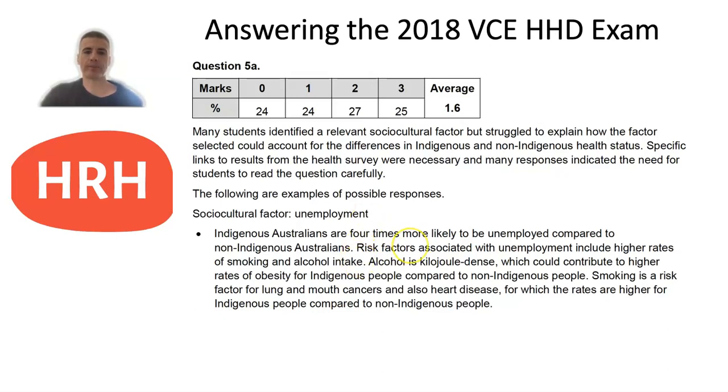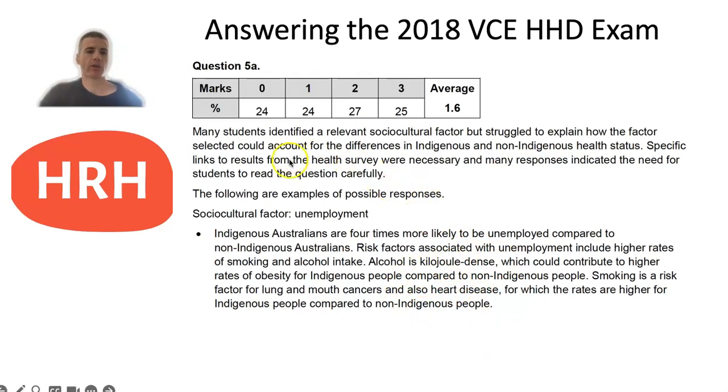They've said here, risk factors associated with unemployment include higher rates of smoking and alcohol. Alcohol's kilojoule dense, which can contribute to higher rates of obesity for Indigenous people compared to non-Indigenous people, and that was one of the examples present in the survey. They also linked smoking to being a risk factor for lung and mouth cancers and heart disease, which was also higher in the survey for Indigenous compared to non-Indigenous people. So they've made a couple of links there.